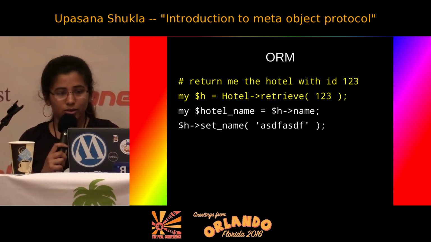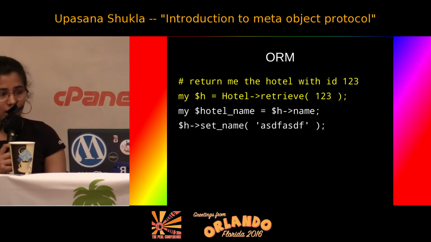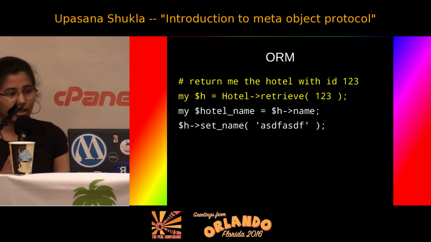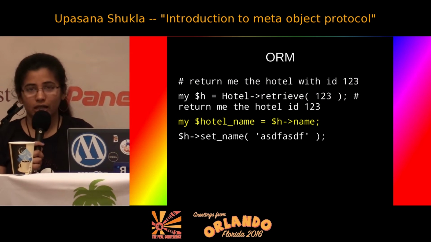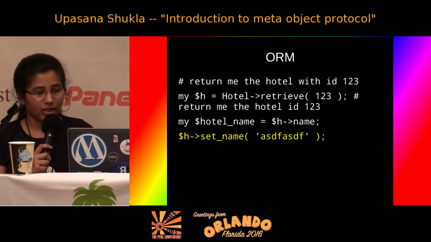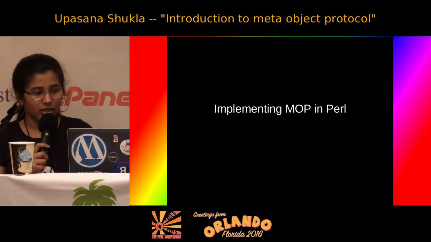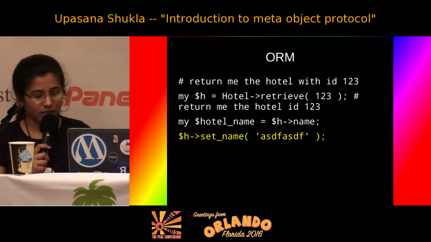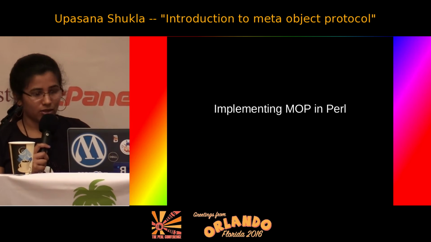So I can easily do this. I can ask for the hotel object, which has ID 123. Then I can ask for its name. Then I can set its name to something something. So that's it.